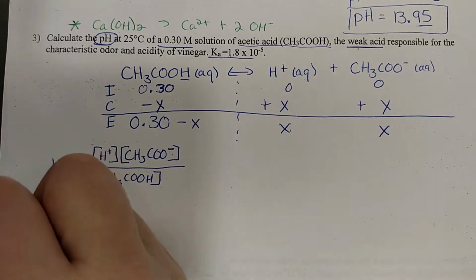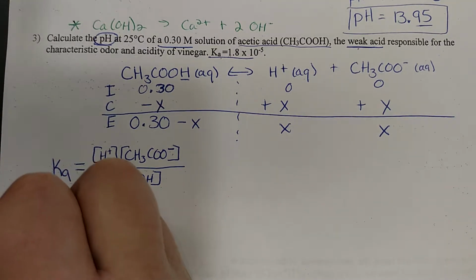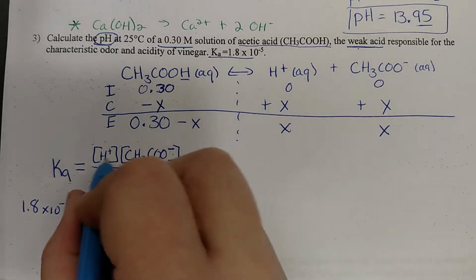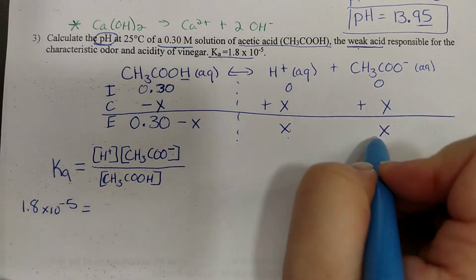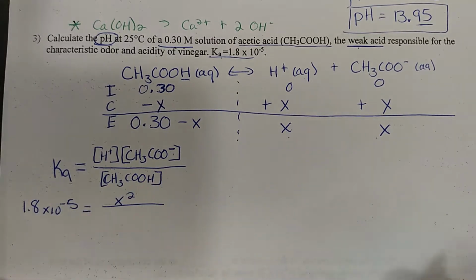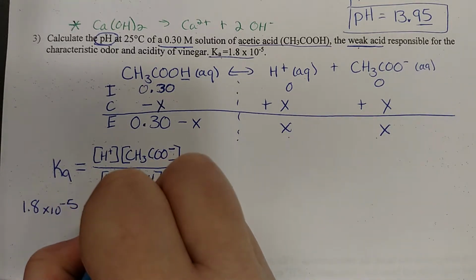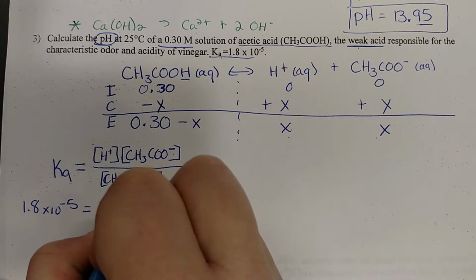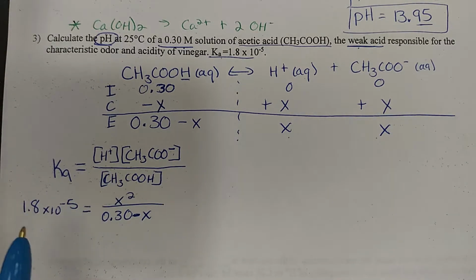So now we're going to plug everything in. Our Ka value that's given is 1.8 times 10 to the negative 5. We have our hydrogen and acetate ion both X, so we get X squared, X times X. And then we get 0.30 minus X. At this point, normally we would take a square root, but we cannot take the square root of this bottom value, because it's not squared. So we run into a little problem. But what we can do is kind of an odd little thing.